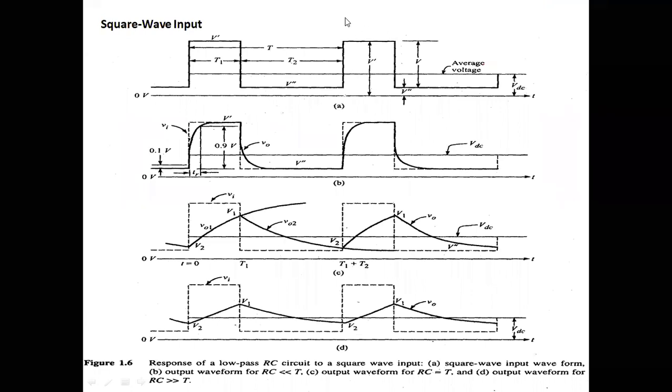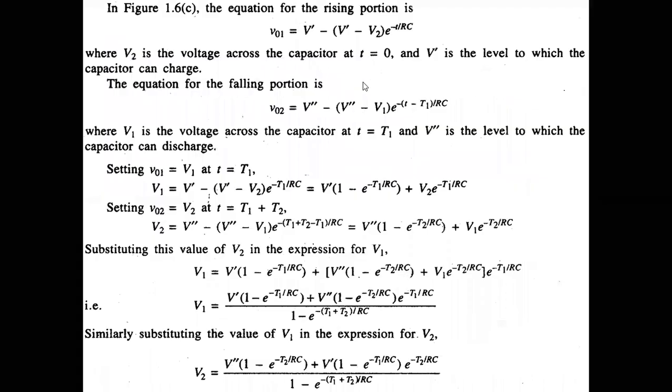Therefore, I have found this VO1 and this VO2. This is your initial voltage and this is your final voltage. The final voltage is V dash. Similarly, this is your initial voltage and the final voltage is V double dash. This is for the time period T2 and this is for time period T1. These two we derived in the next slide. Now I think you have understood how we got these two equations. Now we have taken t equal to t1.